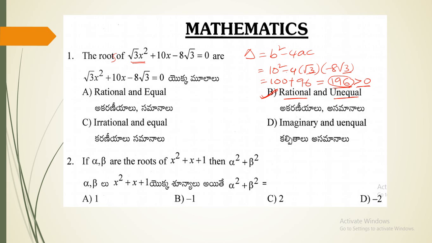Next, moving on to question number 2: if alpha, beta are the roots of x square plus x plus 1 is equal to 0. Since he is talking about roots, this should be equal to 0. What is he asking? Alpha square plus beta square value. I can write it as alpha plus beta whole square minus 2 times alpha beta. Sum of roots is minus 1, so minus 1 whole square minus 2 times alpha beta, which is 1. Minus 1 whole square is 1, so 1 minus 2 gives me minus 1. So the answer is option B.